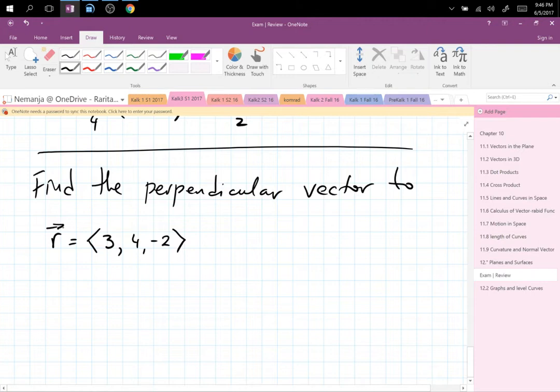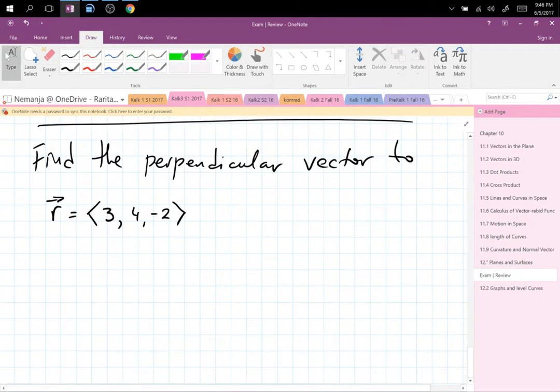Find the perpendicular vector to this. I can't find a really hard one. That's what I'm looking for. I mean, if you've got... it says find any perpendicular vector. All right.